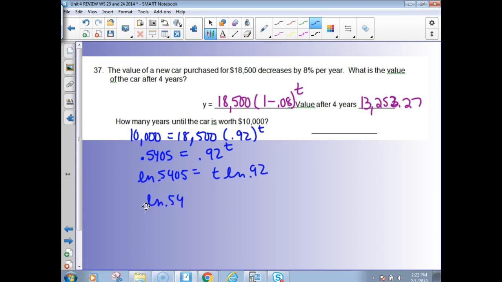So you can type this like this, and you can use logs or natural logs, it doesn't matter, they both will work the same. But what you should be coming out with is 7.4 years. Okay. Didn't say what to round to. All right, so you see how if you don't know how to do it on the grapher, you can do it with logarithms.